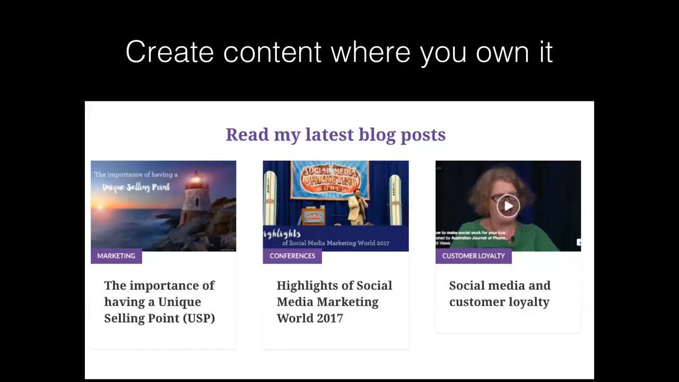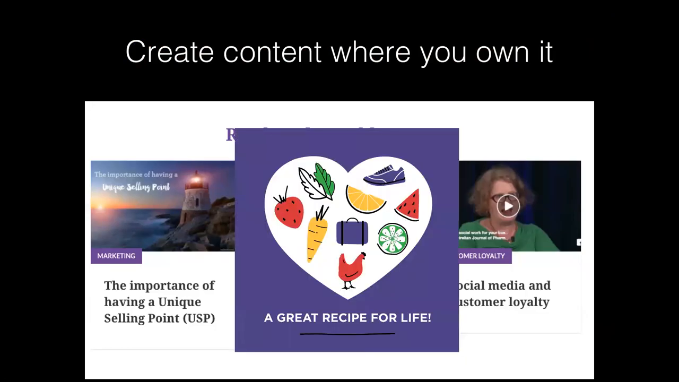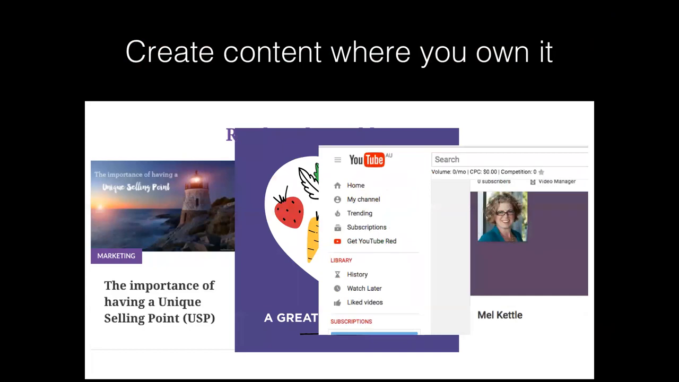So when you're writing content, put it on your blog or create a podcast with it or put it on your YouTube channel. But make sure that where you keep and store that content is somewhere that you own. Because if Facebook closed tomorrow, like Vine closed recently, you could potentially lose everything if you don't store it somewhere else.